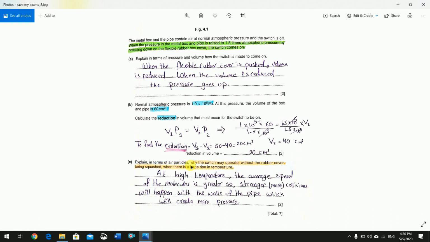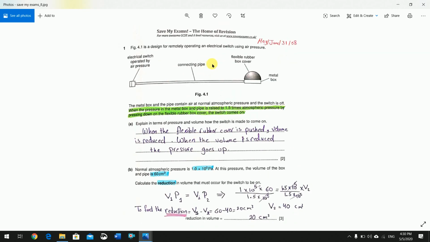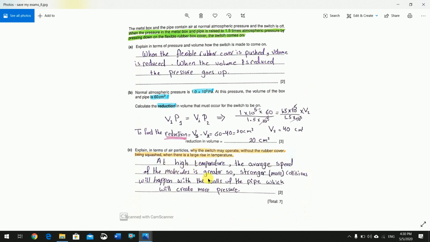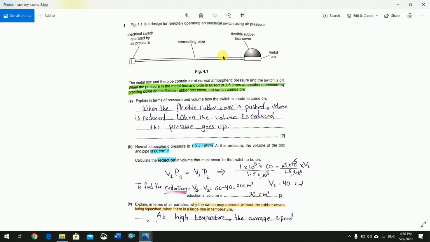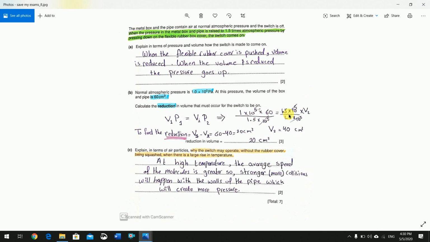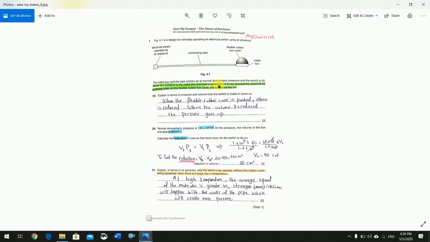Now, explain in terms of air particles why the switch may operate without the rubber cover being squashed when there is a large rise in temperature. Now, surrounding this pipe, you have air particles, right? If you raise the temperature, the average speed of these molecules will be greater. So you will have more collisions between the air particles and the connecting pipes, which will create more pressure and possibly could turn the switch on even without pressing this button.